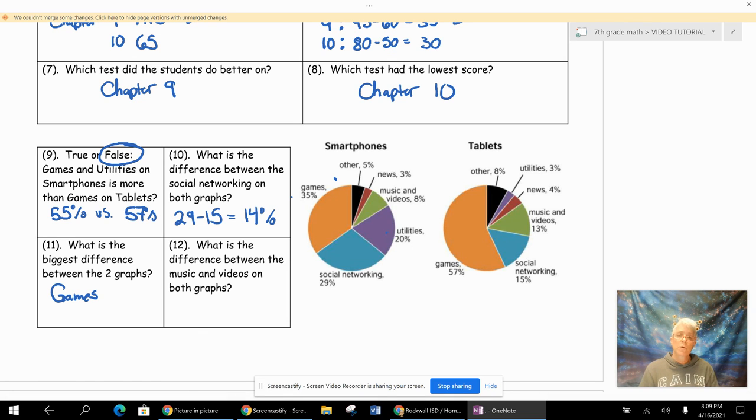What's question number 12? What's the difference between music and videos on both graphs? Okay, so let's see. Music and videos here is 8%. Music and videos here is 13. So the difference there is a 5% difference. All right, so again, we're just reading, comparing, answering the questions. Sometimes we're just looking at the size. Sometimes we're actually doing some math along with it.